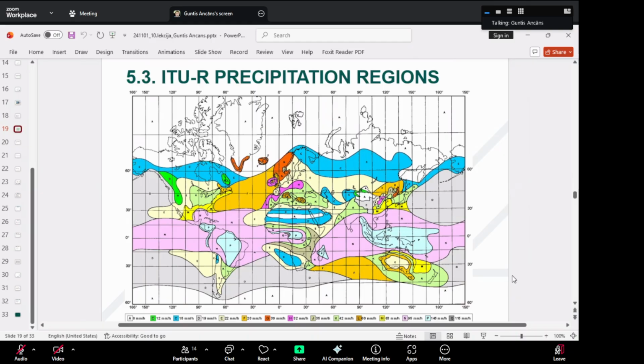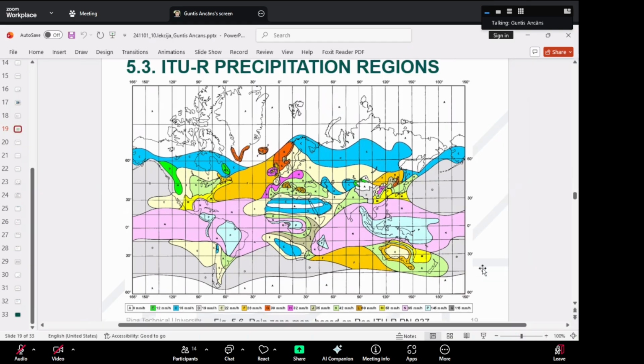This is another map, but still an ITU map. Maybe from a visual perspective it's more user friendly, with colors and a legend here.